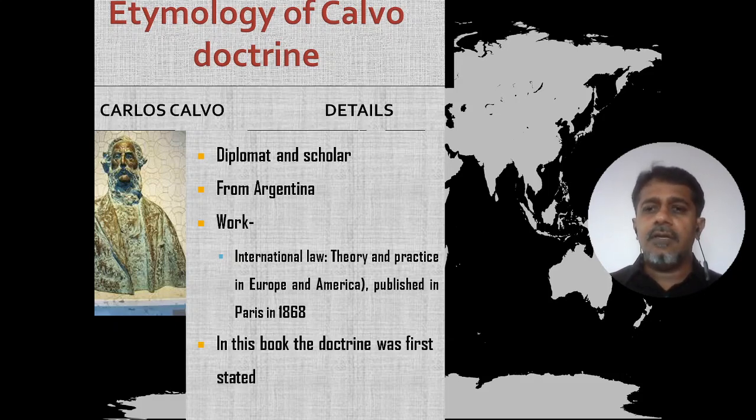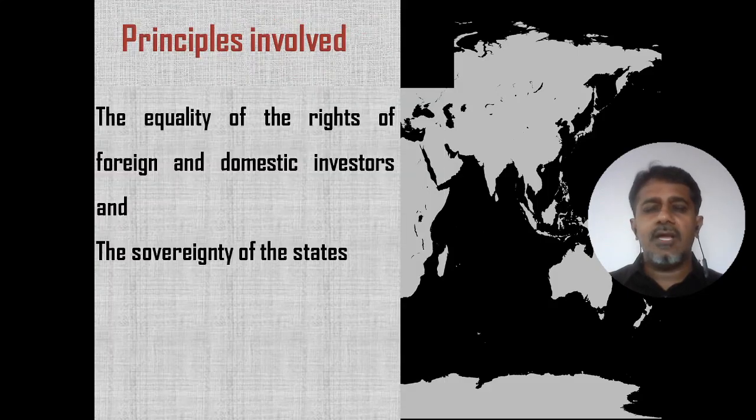Moving further, next comes the principle. What is this principle all about? What is the principle involved in this case? It is based on the principle of equality of the rights of foreign as well as domestic investors. Irrespective of the nationality of the investor, even if today I am investing my money and doing business in some other country, or someone else is investing in my country and I am also doing business in my country, there should not be any differentiation in the rights of investors. So equality of the rights of foreign as well as domestic investors is one of the foundations for this principle, along with the sovereignty of states. Each state is sovereign in whatever is going to happen within its territorial limits.